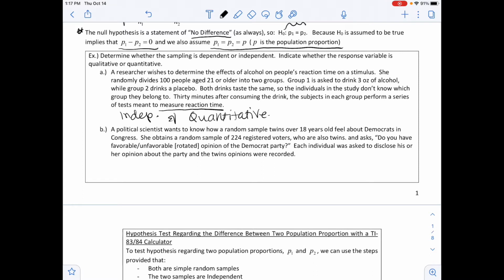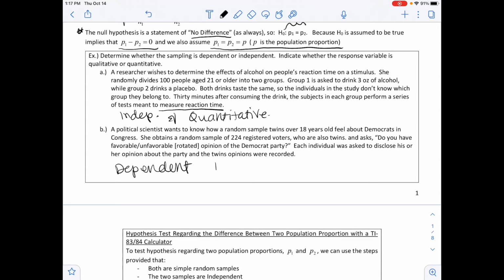So the first question again is determining whether the sampling is dependent or independent. And since we're dealing with twins, once I select one of those twins first, I have to compare them to their twin, not somebody else's. So that dictates who is being selected in that second group. So this is an example of dependent sampling.